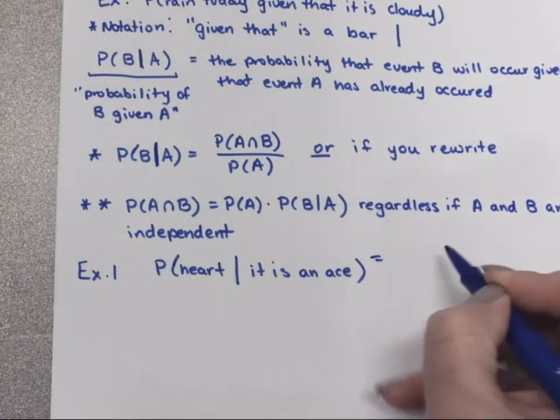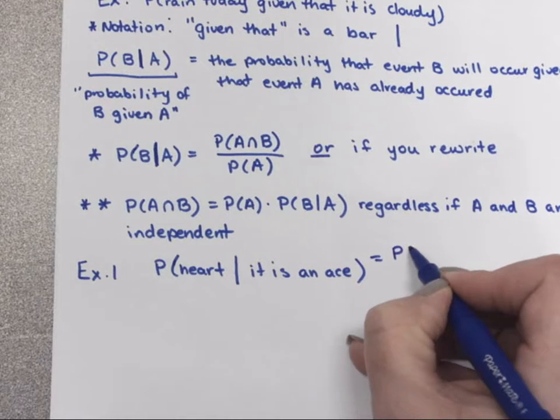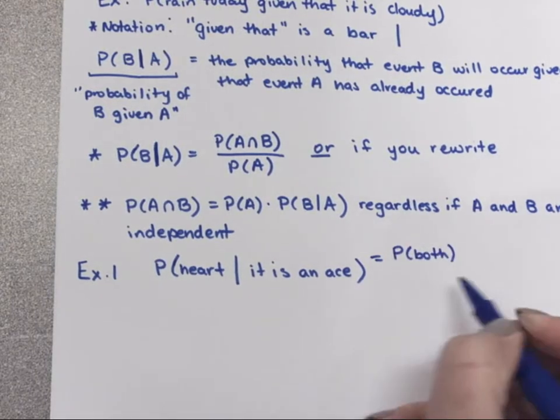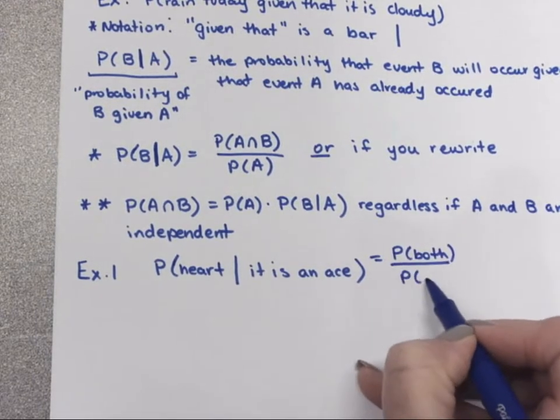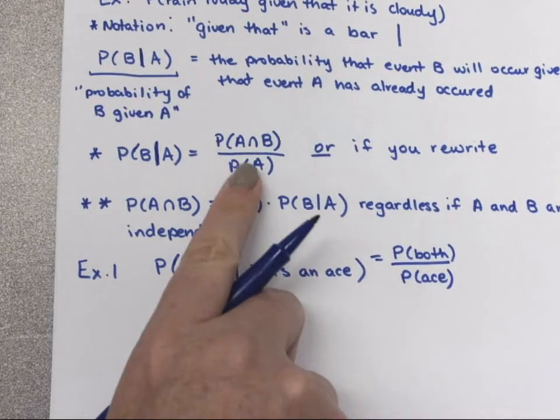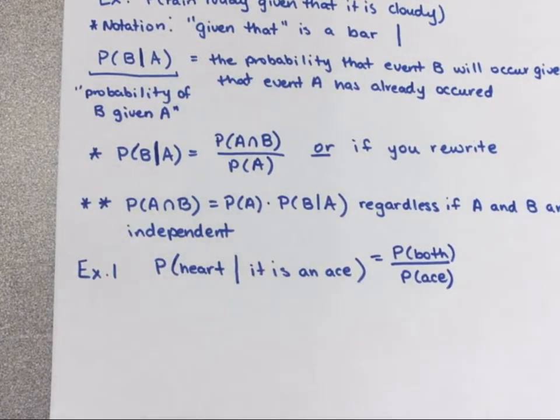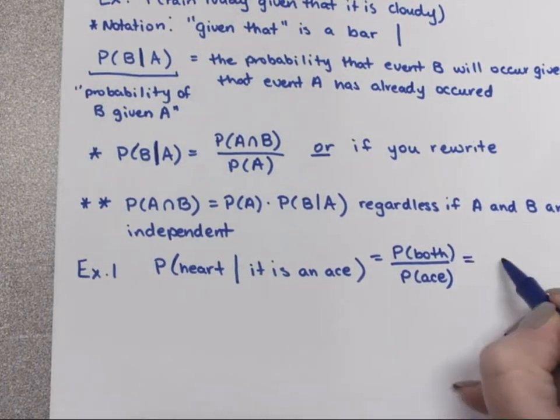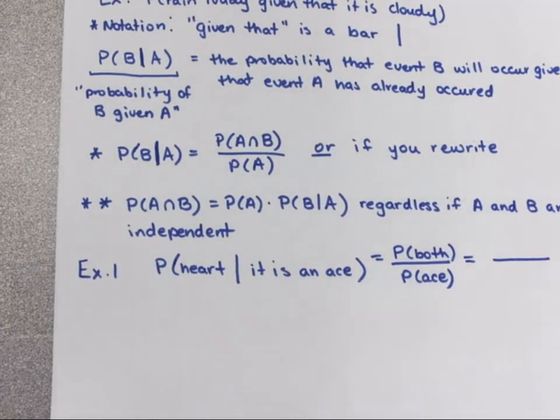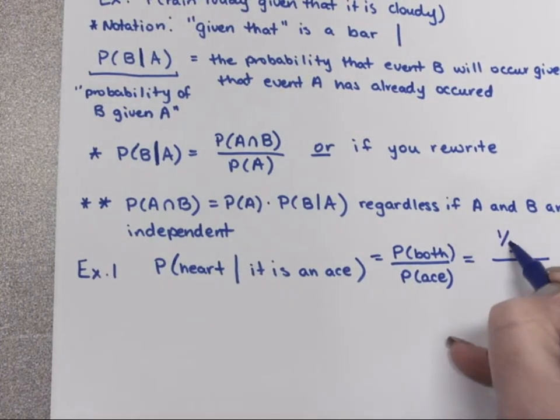So the formula, just so you know, look right here, right? It's the probability of both over the probability of the second thing. Okay, that's what this formula right here says. So we're going to have a fraction really for each of these. Okay, so what's the probability that it is both a heart and an ace? In other words, which specific card? The ace of hearts, right? There has to be both of them. How many aces of hearts are there in a deck? Just one, right? So the probability of that is 1 out of 52.